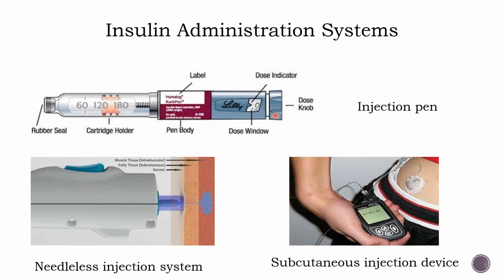The second administration system is a needleless injection system. In this, the insulin is administered through a fine stream, and it easily penetrates through the skin. Subsequently the insulin flows the path of least resistance, spreading evenly in the subcutaneous layer.